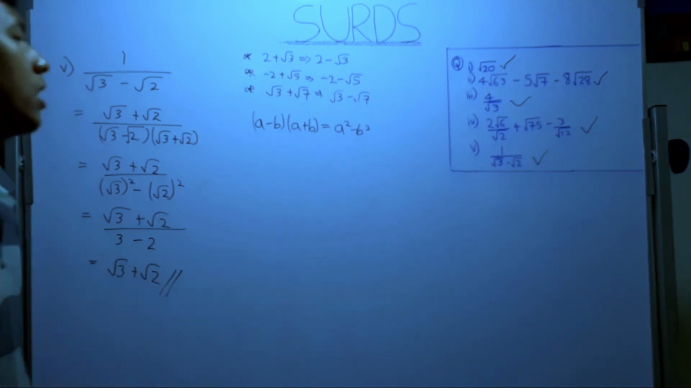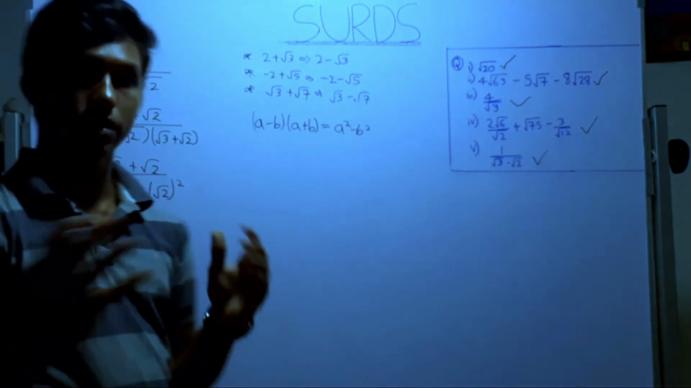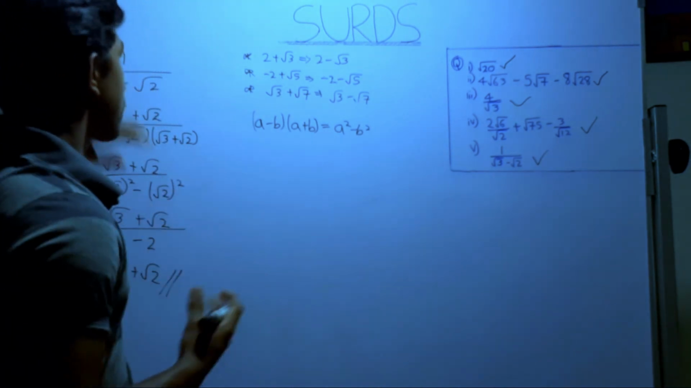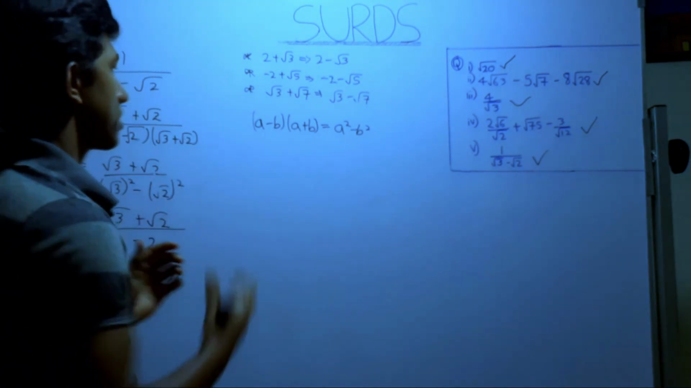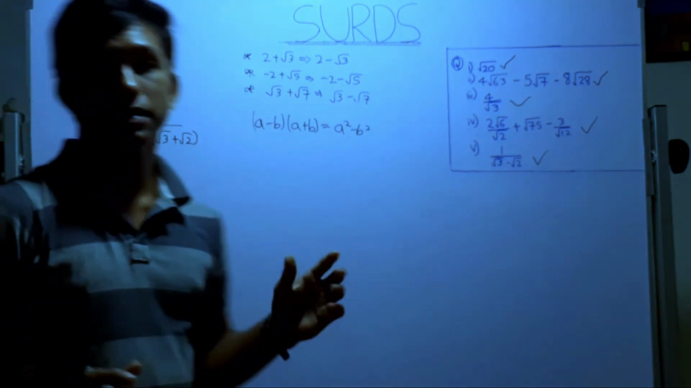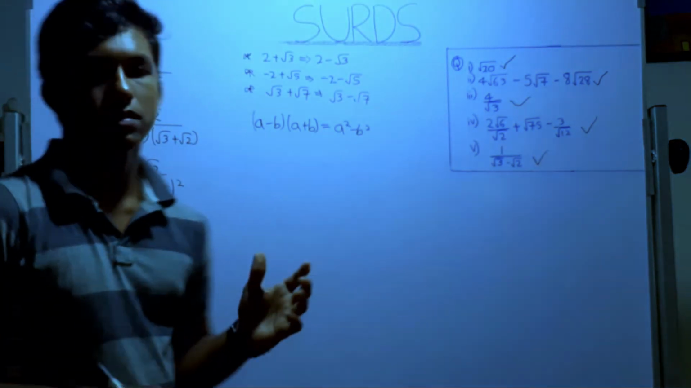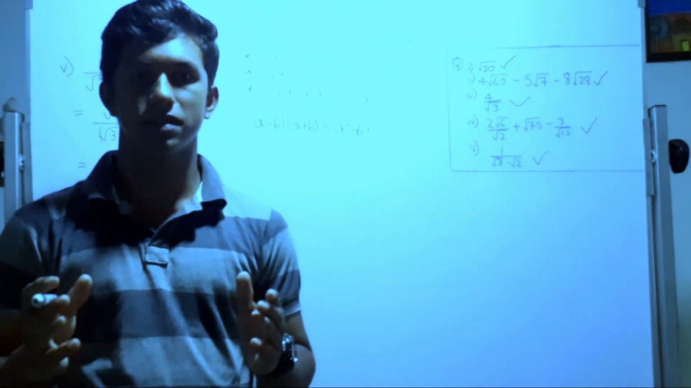Alright, so now we looked at these 5 questions, and initially we looked into the indices laws and we looked at how to form a conjugate and then to rationalize these surds. So it's pretty easy, this surds lesson, so you can score well in your IGCSEs in this lesson. So work on them well and practice hard.